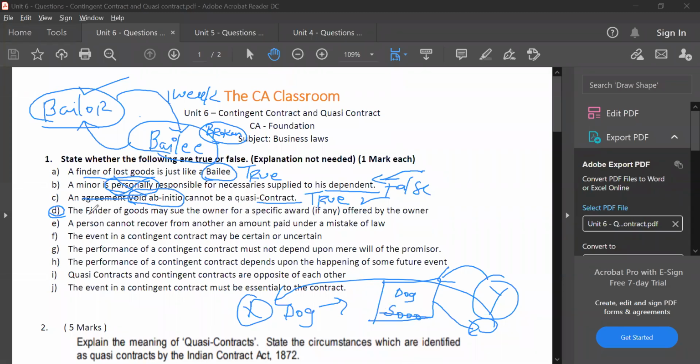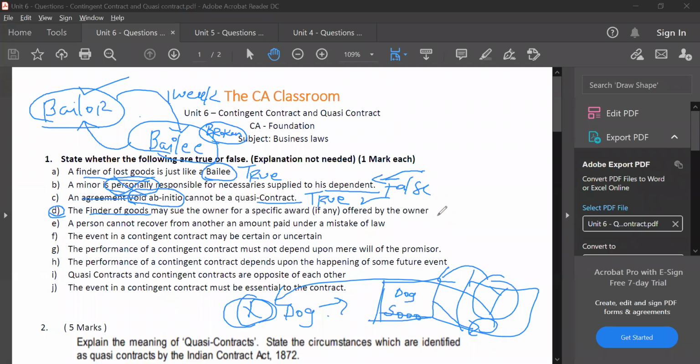Now read the words. The finder of goods, Y, may sue the owner for award if offered by the owner. Who is the owner here? X. X is offering the award. Since he has offered the award and Y knows it, he can sue him for the specific award.